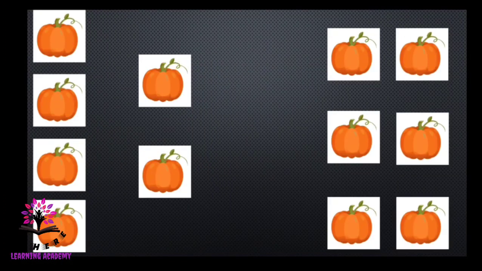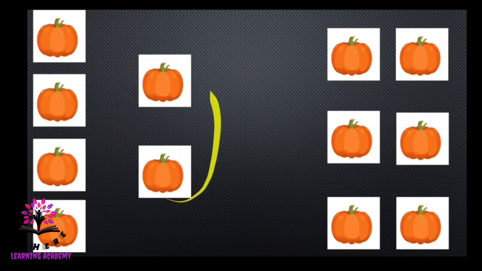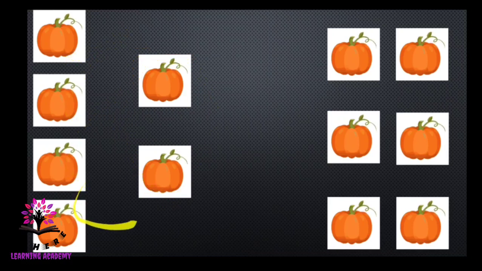What are these? These are pumpkins. Whether pumpkins are your favorite vegetable? No. But we must eat pumpkins to stay healthy, isn't it? Yes. Now see the first line there. How many pumpkins are there? There are 4 and these 2. After 4, you have to say 1, 2, 3, 4. After 4, 5 and 6, right? So totally there are 6 pumpkins.